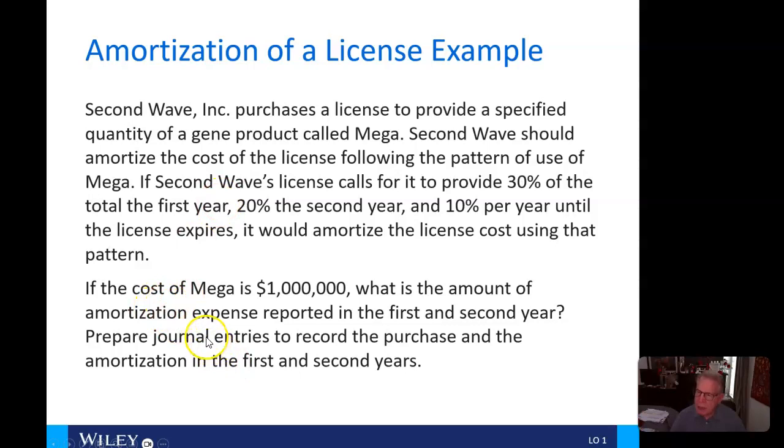Okay, if the cost of Mega is $1 million, what is the amount of the amortization expense reported in the first and second year? And then prepare journal entries to record the purchase and the amortization in the first and second years.